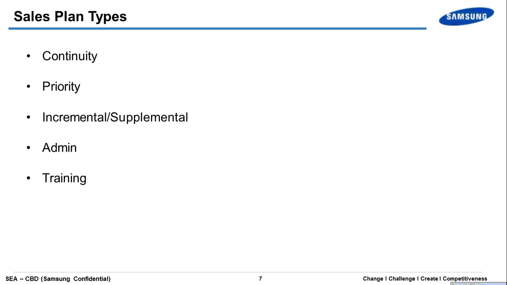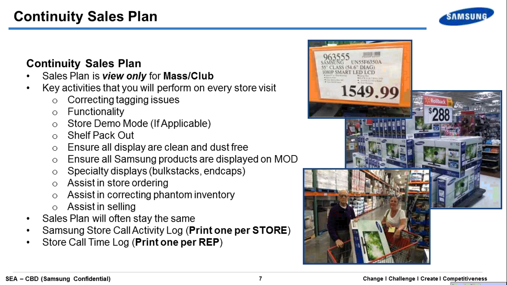We have incremental or supplemental plans, and those are if a priority is added after the regular priority plan has gone into effect, we can go ahead and create a sort of a supplemental plan for that. There's also the admin project, and that's where you'd report time for emails or things like that, as well as training time on the training project. The 2 projects that you will be seeing the most that you will use on every store visit are the continuity and priority sales plan. So I'm going to spend some time going over those 2 types of sales plans, starting with the continuity sales plan.